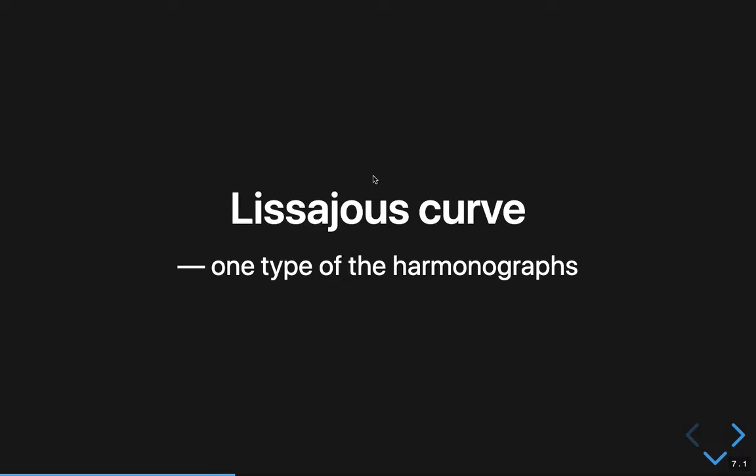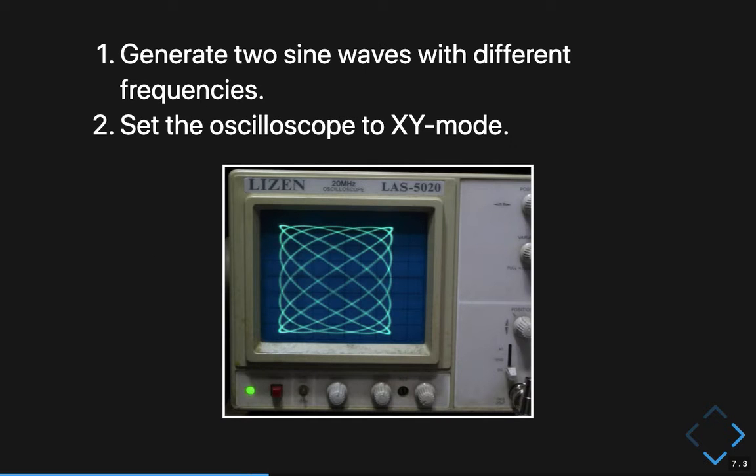Let's talk about a simple type of harmonograph, the Lissajous curve. Maybe you have seen this in the physics lab. And let's talk about how to generate it. First, we can use the function generator to generate 2 sine waves with different frequencies. And then set the oscilloscope to XY mode. And you can see this graph.